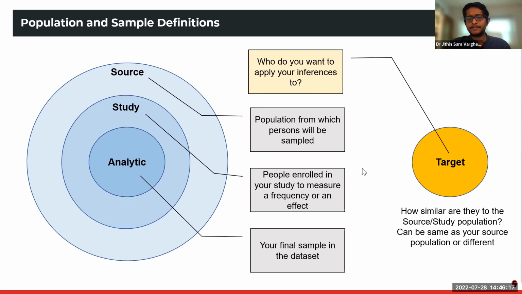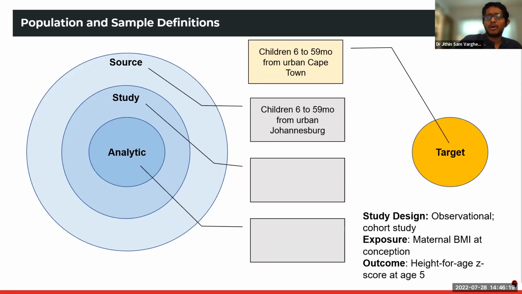So let's say we want to apply some policy findings to children under 5 years from a metro in South Africa, let's say Cape Town. And say our source population are children under 5 years from urban Johannesburg, because that's the only place where we can conduct this study. So let's say we conduct an observational study to assess the role of maternal BMI at conception on child height at age 5 years.